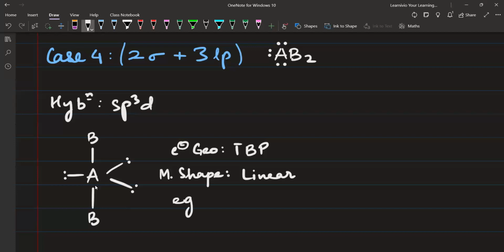You people have already given the example: XeF2. If I talk about the bond angle, it will be equal to 180 degrees.